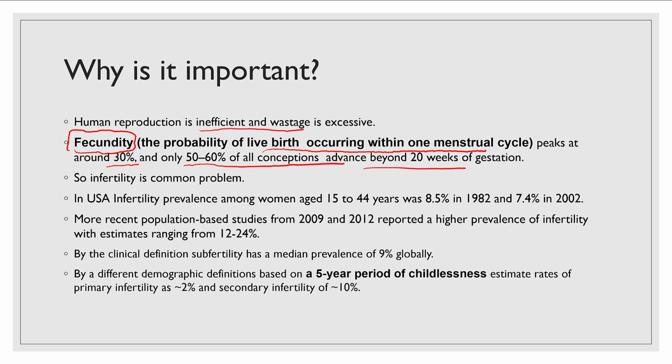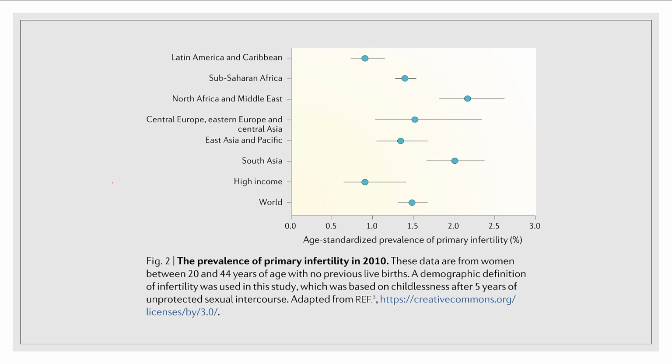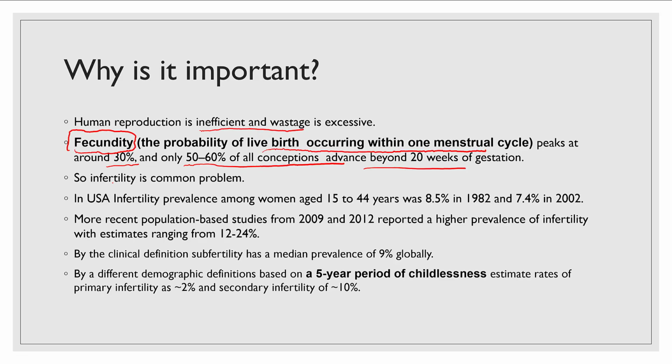Majority will, say, close to 50% or 40% will die before reaching full term, beyond 20 weeks. So the majority will not go beyond that. They will not do that. So because of that, even physiologically, infertility is a common problem.